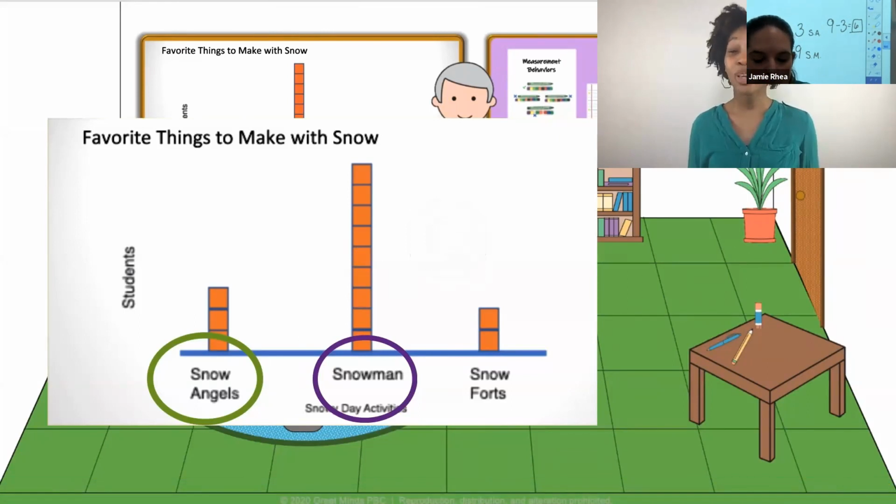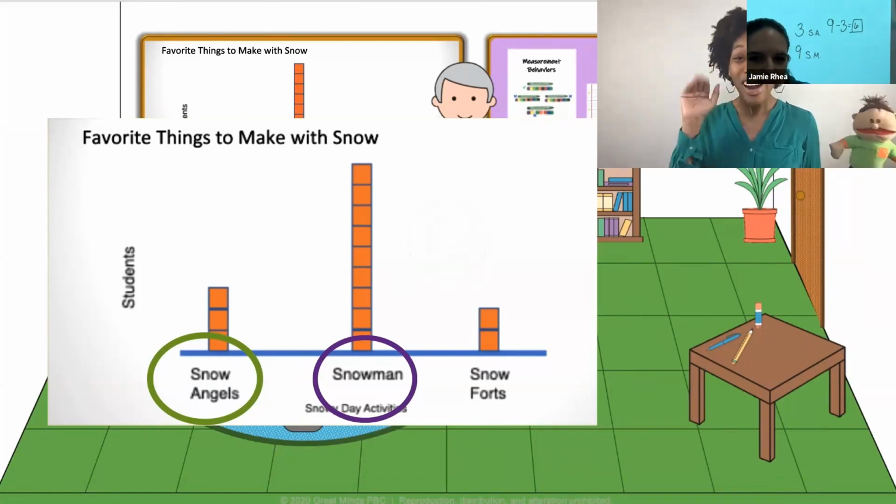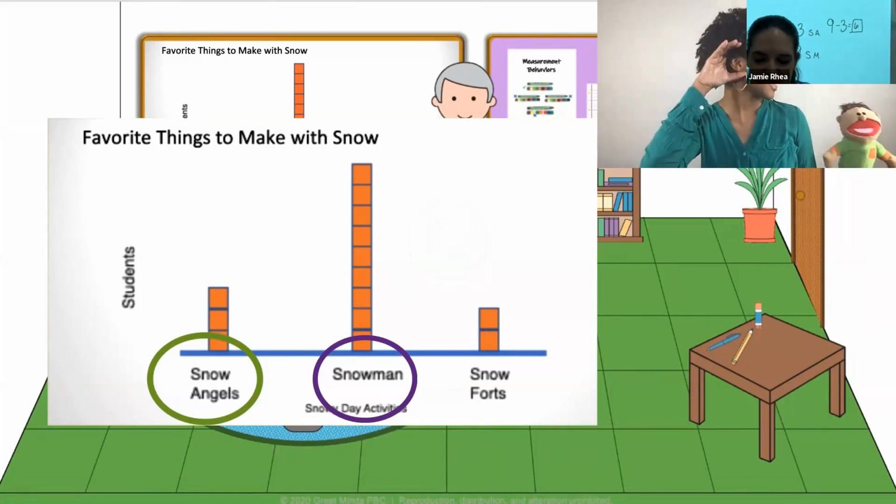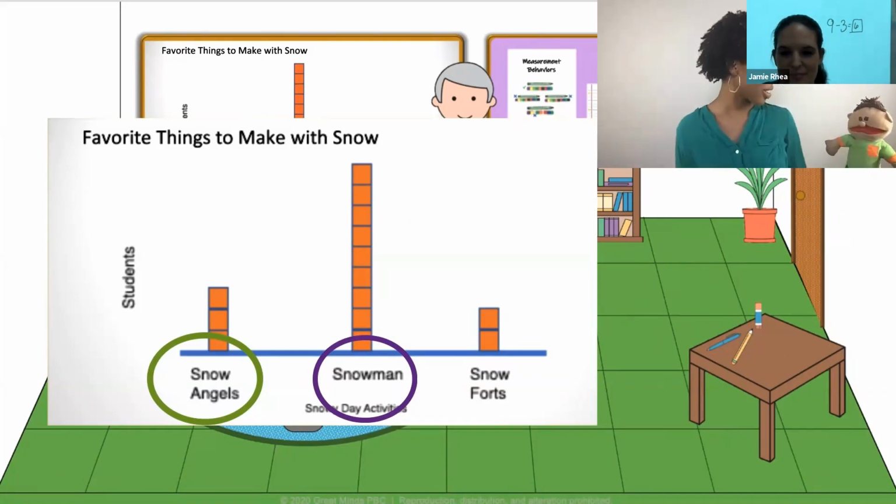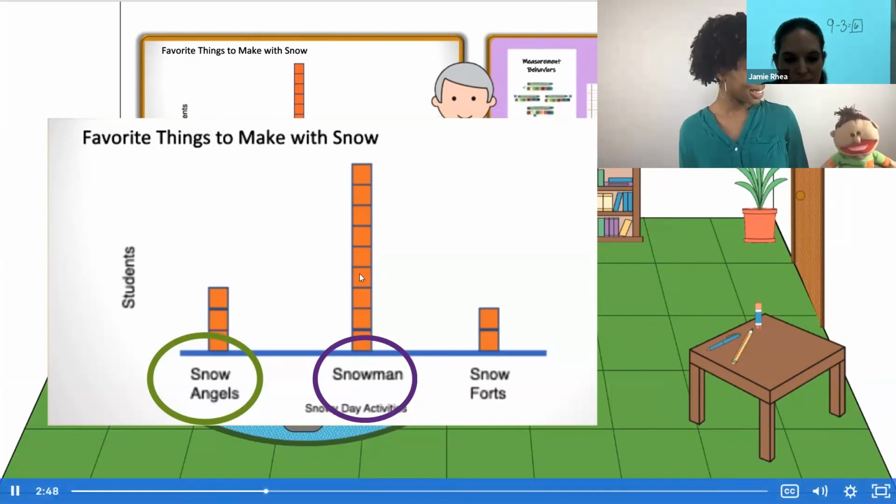Welcome back. Well, I have my friend Carlos here who's going to help us answer this question. Everyone say hi, Carlos. Hi, Carlos. All right, so Carlos, the question was, how many more people rather make a snowman than a snow angel? How did you think of this problem? I looked at the snowman and snow angels. I counted on from the 4th square in the snowman tower since they both have 3 rows.